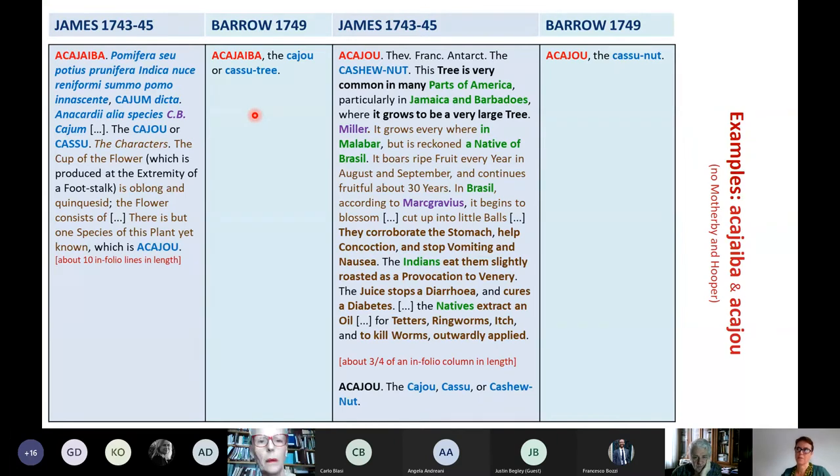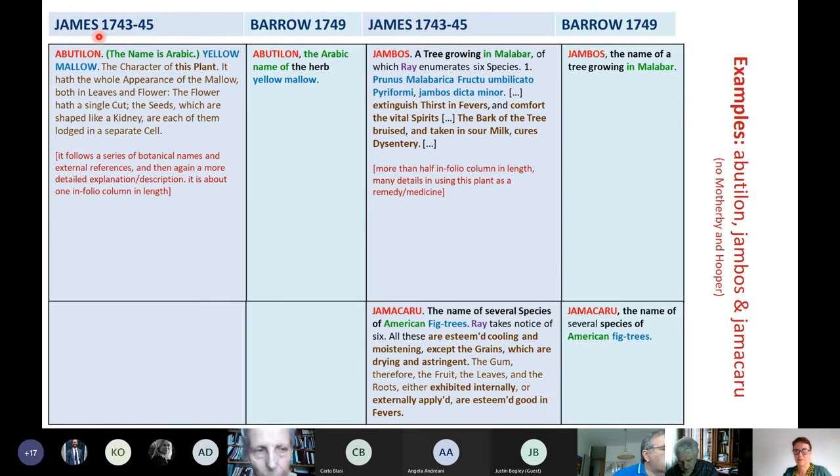I told you before that Barrow's lemmata just overlap James's lemmata, and in particular for later letters, towards the end of it, they just completely overlap. But Barrow introduces in this case some equivalents. So the cashew tree, those that were commonly used, acajaiba. The same for acaju. Or the same, Abutilon, the name is Arabic, yellow mallow, the Arabic name of the herb. So very concise and reformulated in a more focused way, at least for these first pieces of information introduced by James. The same with jambos. I go on, not present in Motherby and Hooper. So letter A is very, very expanded in James.